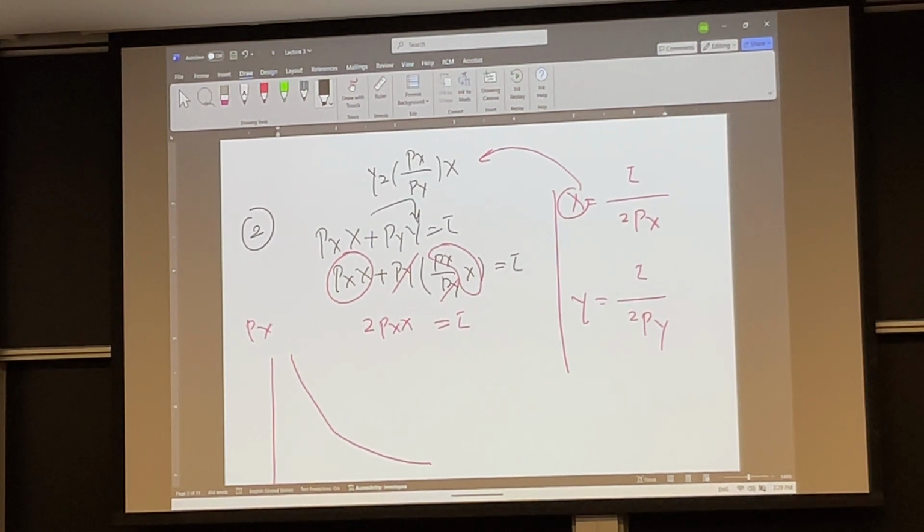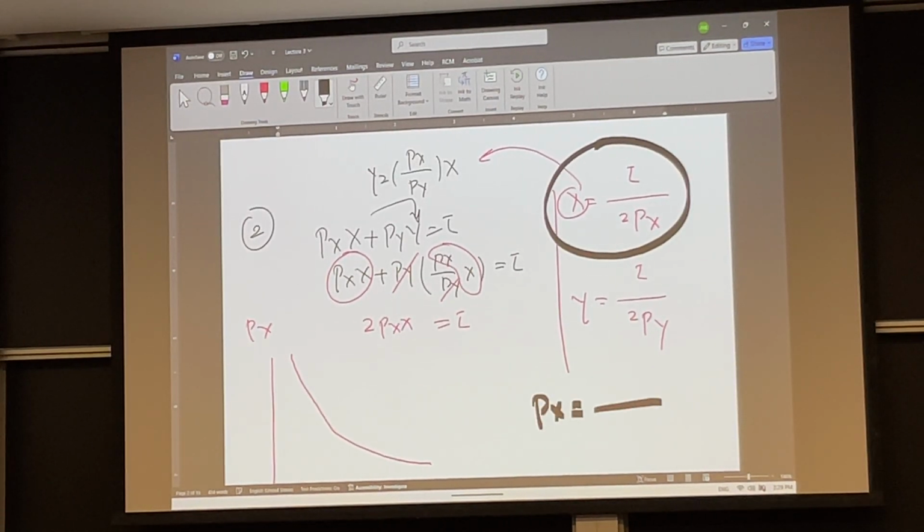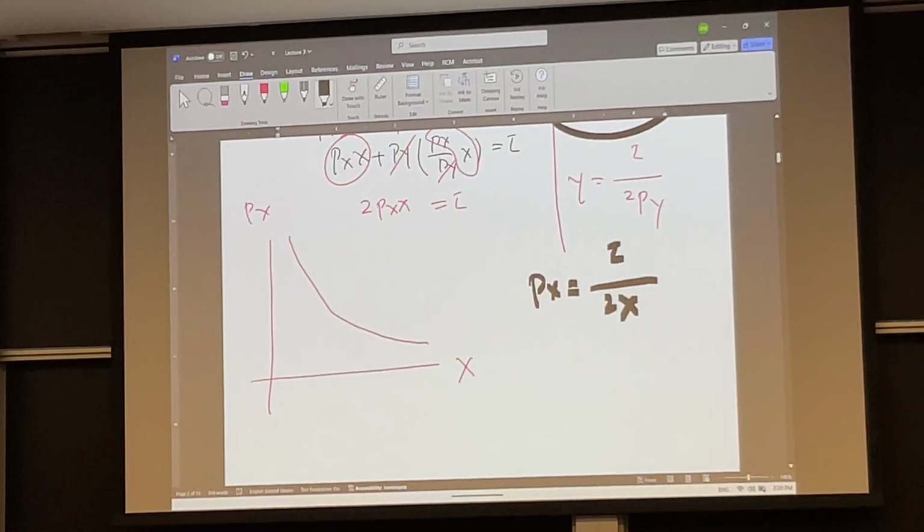Well, if I take this one and solve for the price of X, what do I get? I get the demand curve. That's the demand curve. If I take that one, solve for the income, what do I get? That is our Engel curve. So the Engel curve is already found. We find the demand function, just isolate for I. That is our Engel curve.